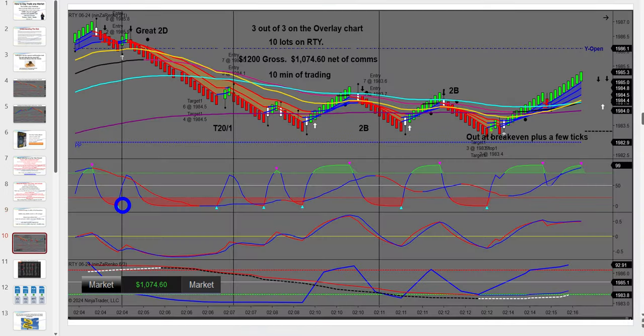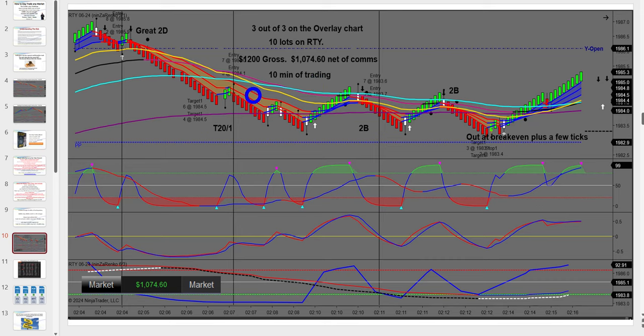Now in today's example, I'm going to be trading, well actually I've already traded, but you're going to be seeing the 10 trades I took on the Russell. Now the Russell is $5 per tick. Okay, so here a target of $100 per contract. Now all of that was over and done with within 10 minutes.